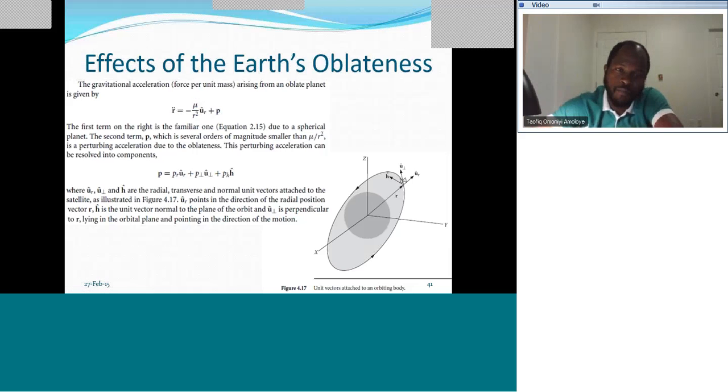So the perturbing acceleration has components in three directions. That is, it has some components in the radial direction in the orbital plane, and some components perpendicular to the radial direction, and then some components in the angular momentum vector direction of the orbital plane.